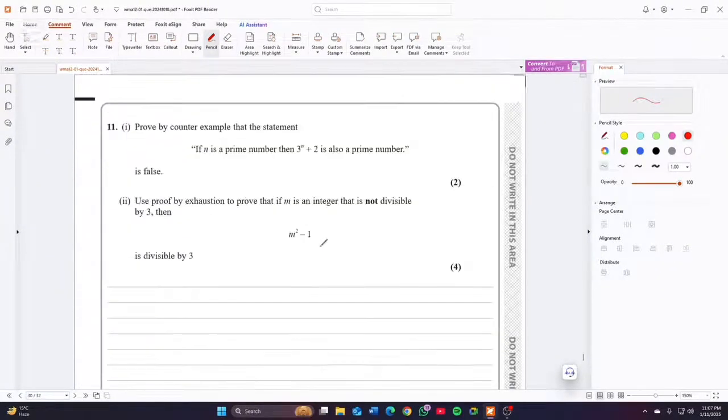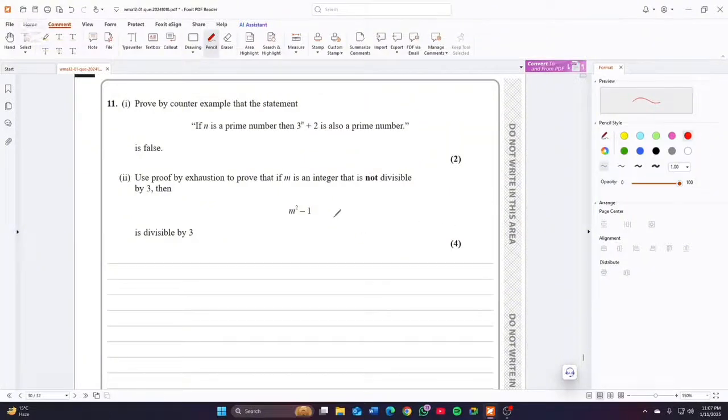Moving on to question 11, it said to prove by counterexample that this statement, if n is a prime number, then 3 to the power of n plus 2 is also a prime number. Now we have to prove this statement as false. So this statement says that if any value of n is a prime number, say n equals 3, then 3 to the power of 3 plus 2 must also be a prime number.